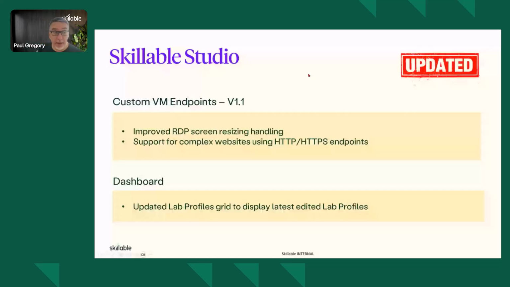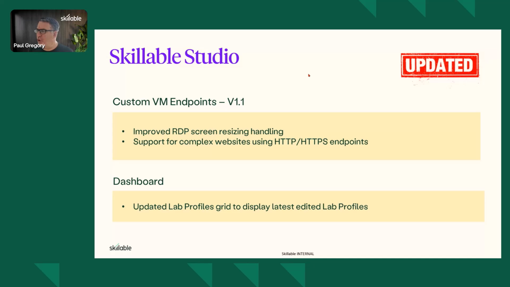VM endpoints. First and foremost, we've fixed an RDP screen resizing problem. There was a problem where you could end up with RDP screens just being little squares in the top left-hand corner. That's been resolved now. And again, it's got the same new subdomain technology so that we handle complex websites much, much better. So I talked about that already. Same technology as the container technology.